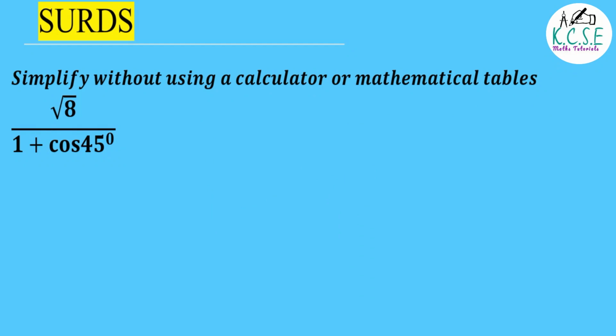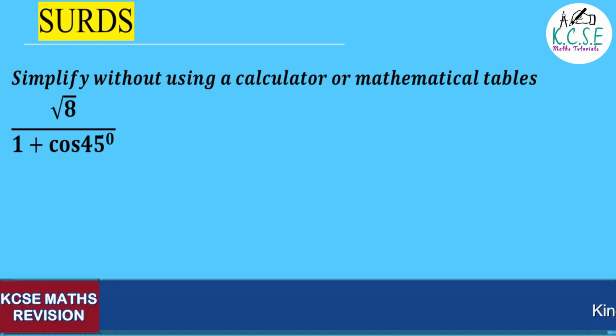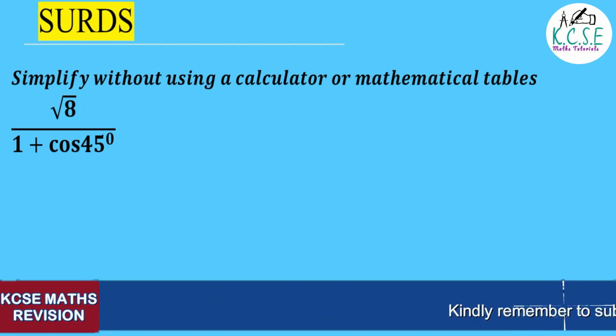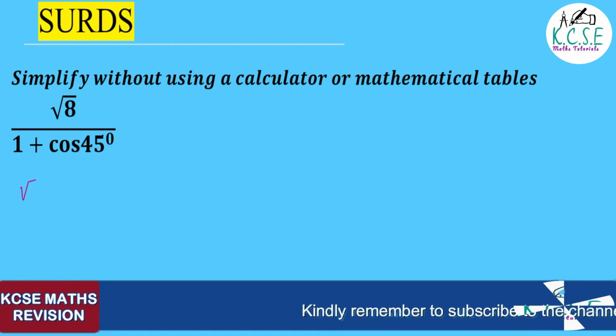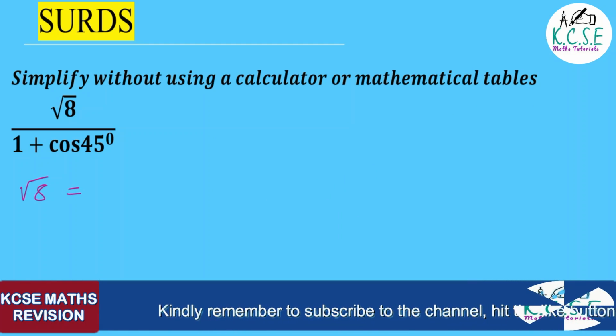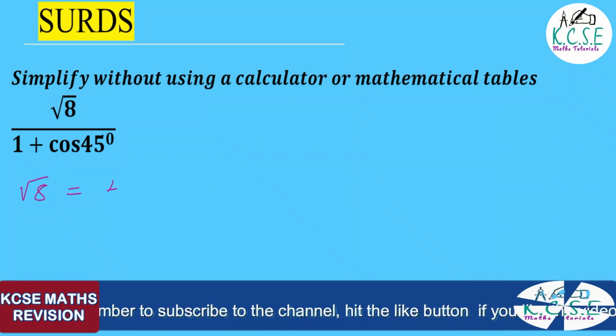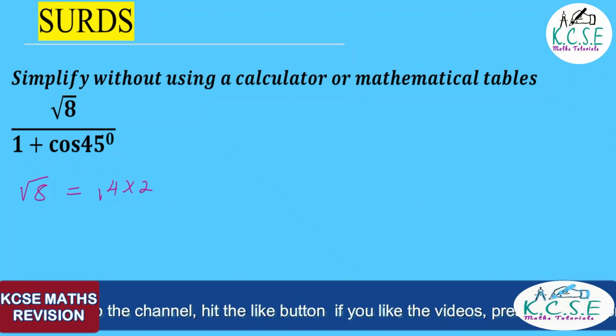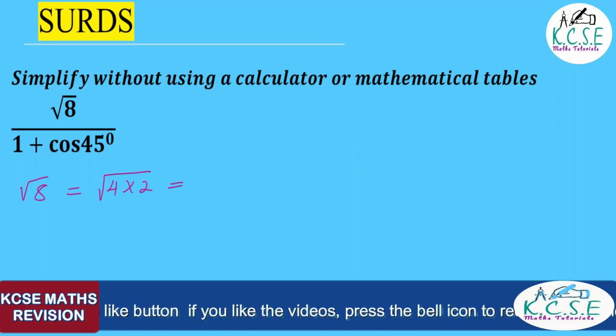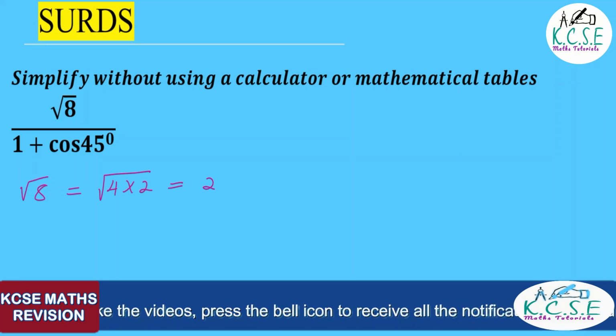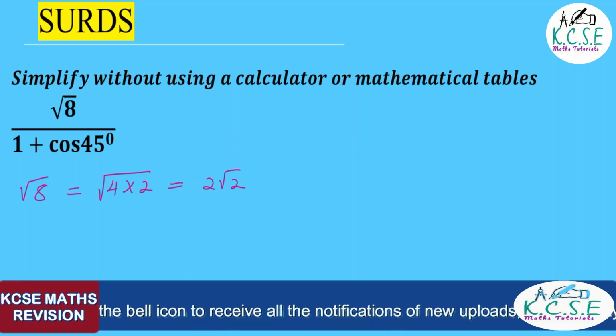Simplify without using a calculator or mathematical tables. So we shall begin by simplifying. Root of 8 can be simplified. This is 4 multiplied by 2, and this, the simplest form, will give 2 root of 2.